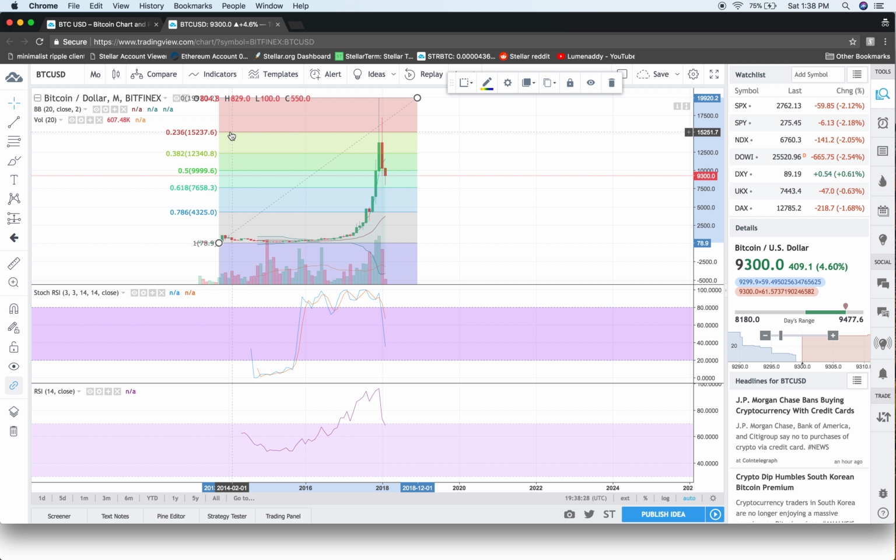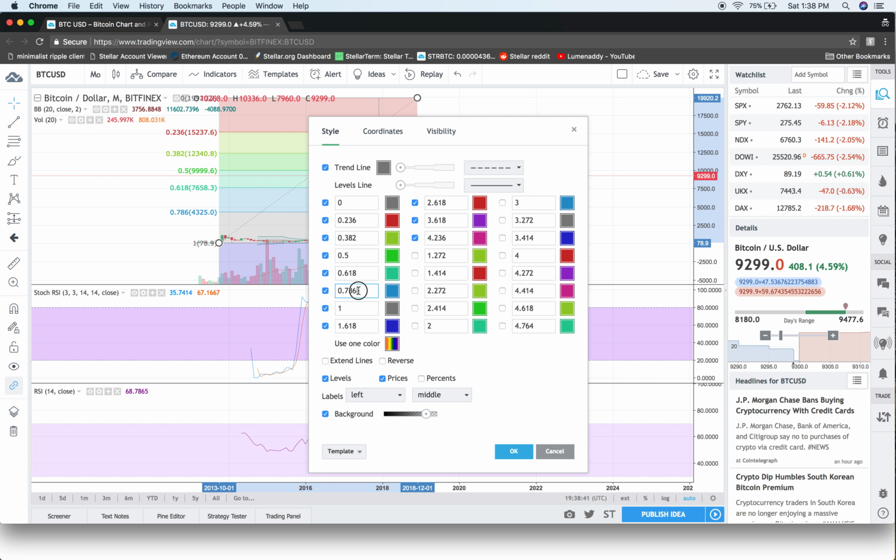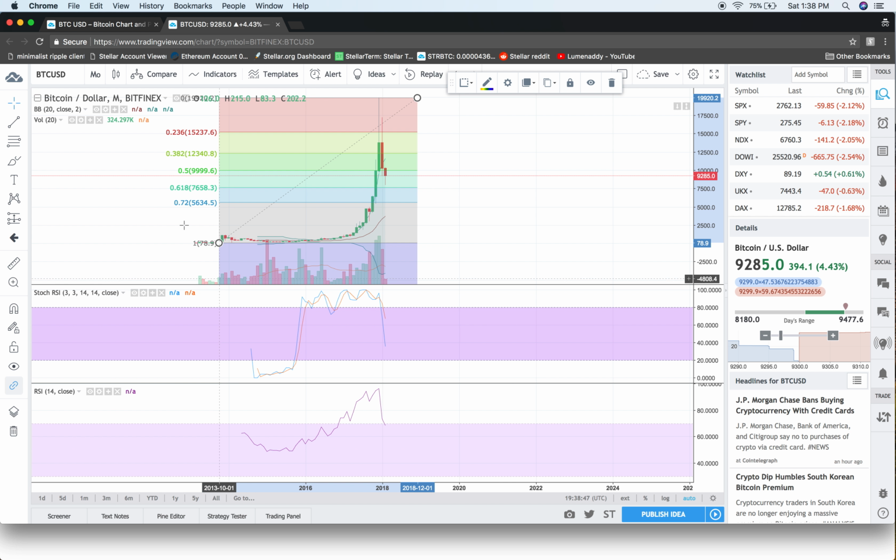Now, the key levels are 23%, 38%, 50%, 61.8, and here it says 78.6, which you can use, but generally I prefer 72. You can also use the previous, I think it was 76.8 that I just changed to, but 72, either or. So generally, what does it mean?